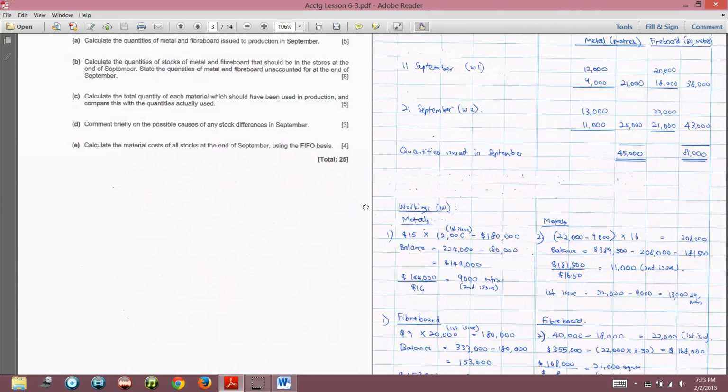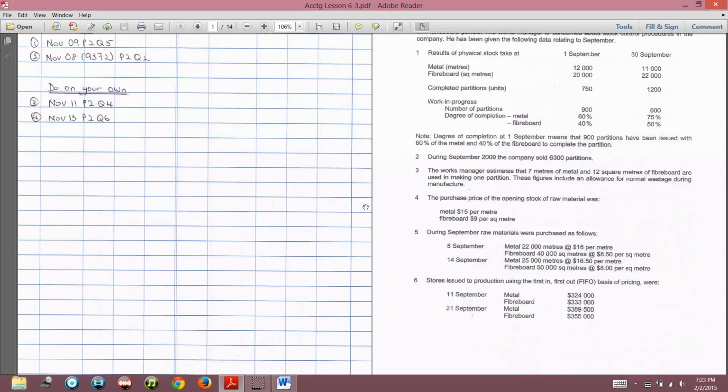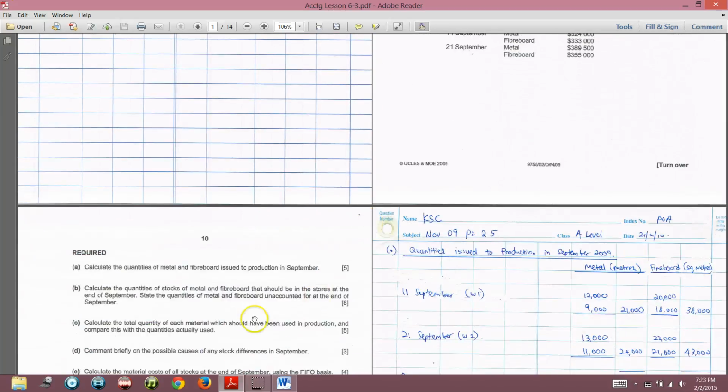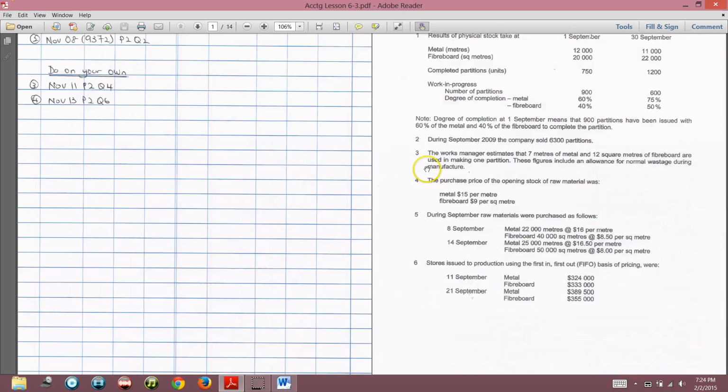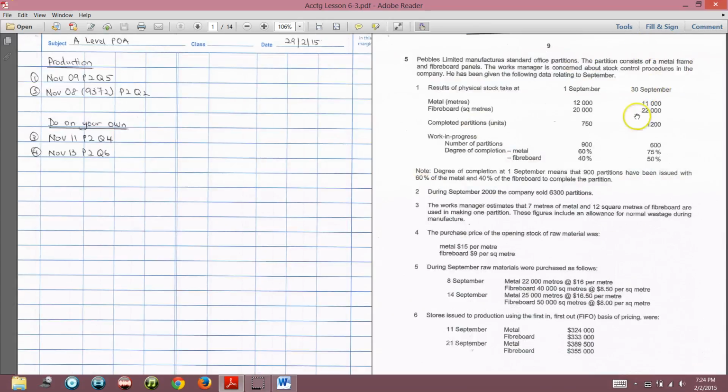So how are we going to do this? They are saying to calculate the quantity of metal and fiber board that should be in the store at the end of September, and state the quantity of metal and fiber board unaccounted for at the end of September. So this is end of September, metal and fiber board.